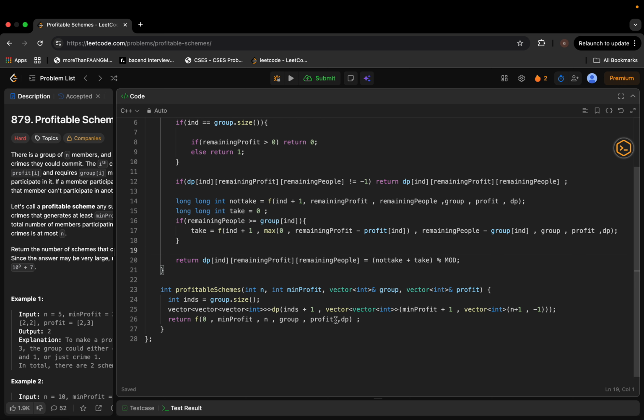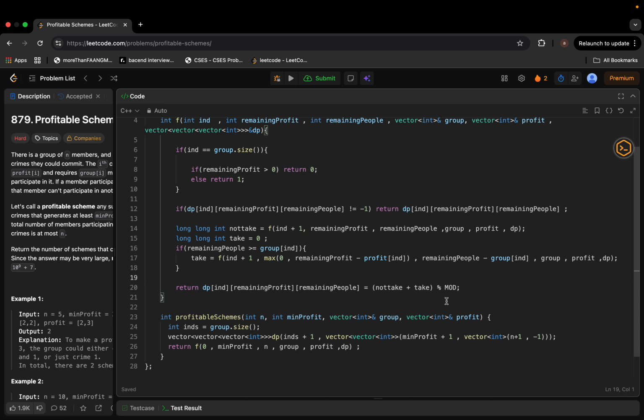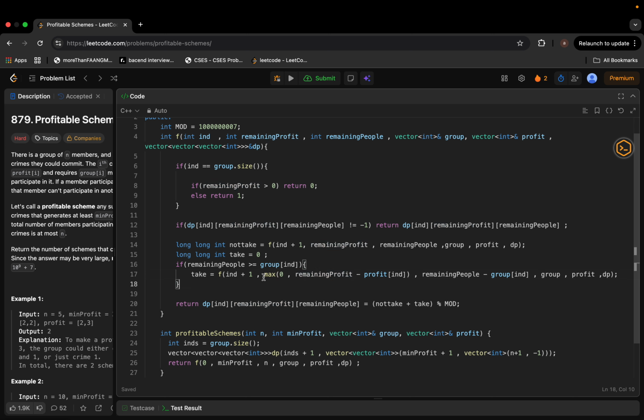But since we have to store dp states and we are storing states in the form of indexes, we can't have negative indexes. That is why I have taken max of 0 of the remaining profit. That will be representing our state. Only this part I think you should keep in mind. Whenever you are reducing some values, you should always keep in mind that you are not going into the negative part. But you will ask what happens in remaining people. In remaining people, we are always checking that remaining people is greater than or equal to the group of index. Then only we are moving to the take part.